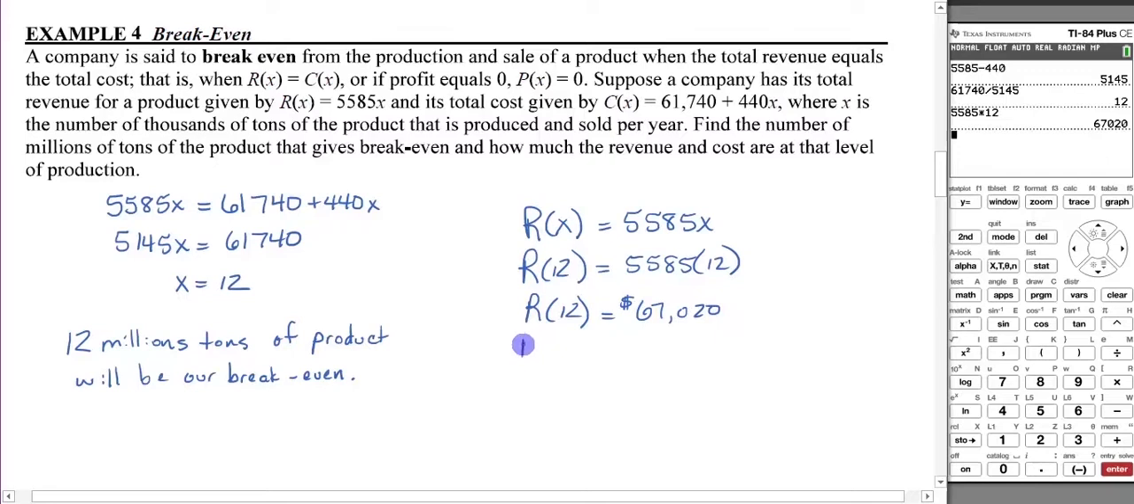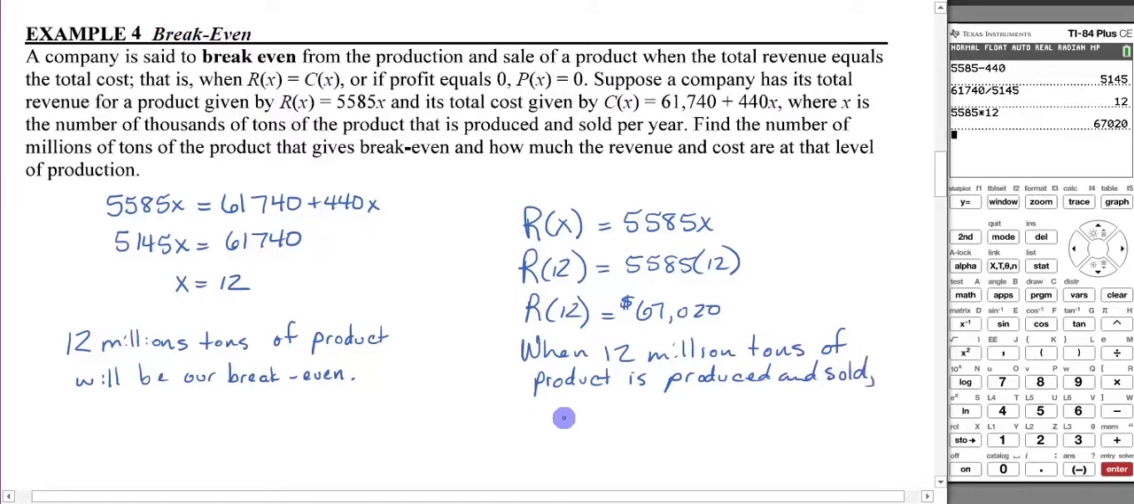So when 12 million tons of product is produced and sold, the revenue is $67,020.